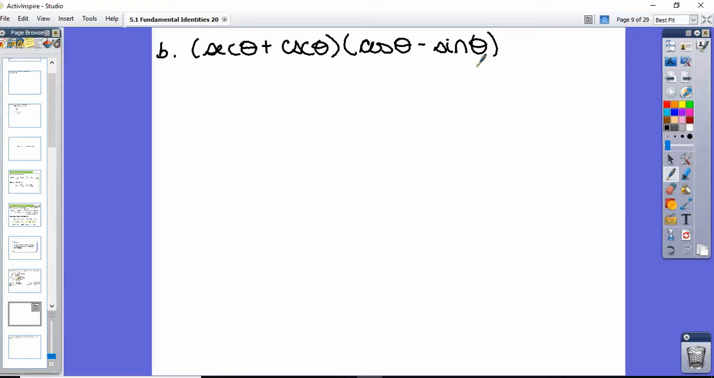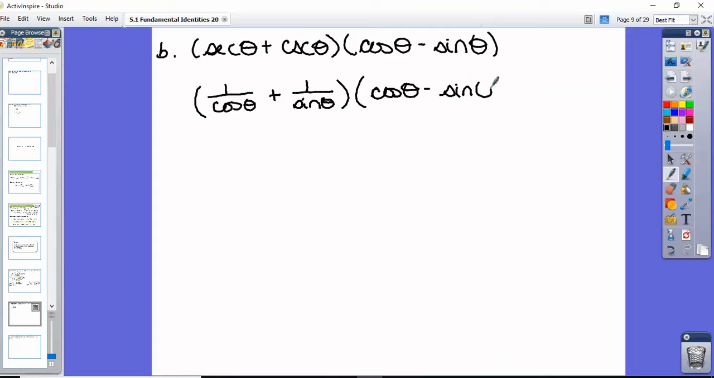So what I want to do here, if I don't recognize any identities immediately, I usually just change it into sines and cosines. I know secant is the reciprocal of cosine, so that's 1 over cosine theta. Plus, cosecant is 1 over sine theta. Times. Now, we have everything in terms of sines and cosines. We're going to FOIL here.